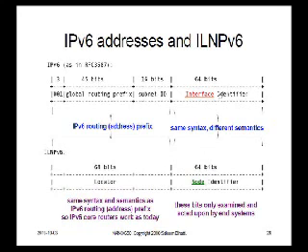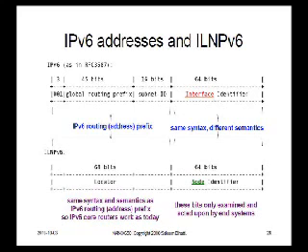Then for the lower 64 bits, we retain the same syntax that's used for IP version 6, but we change the meaning, the semantics of the lower 64 bits. And we now say that the lower 64 bits is an identifier for a node, not for an interface on that node, but for the node itself. All right? So that's the key difference we've made.